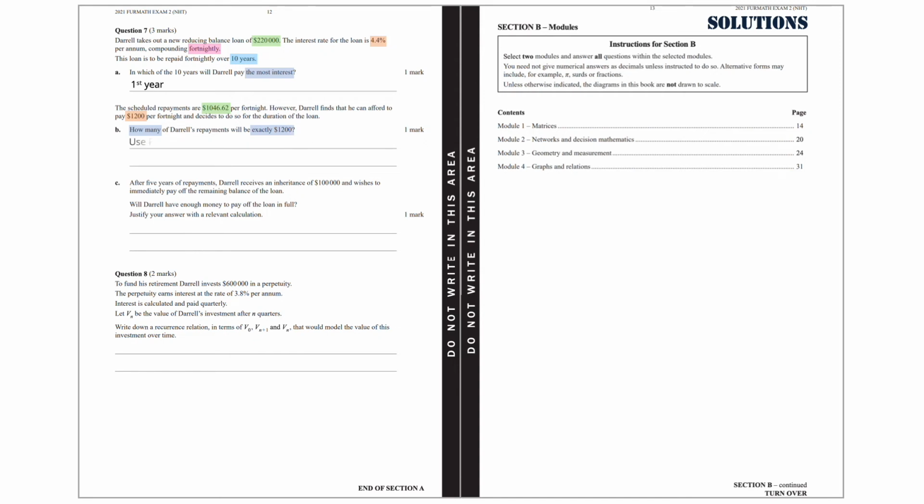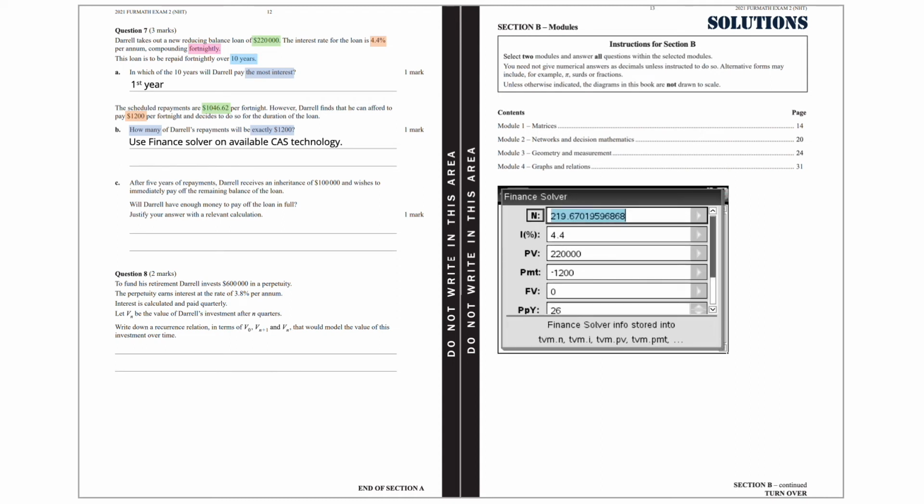We are going to use Finance Solver on available CAS technology. Interest rate is 4.4 per annum. Principal value $220,000. PMT is negative 1,200. Future value is 0, and payment periods per year is 26 because there are 26 fortnights in a year. And that gives us 219 repayments of exactly $1,200.